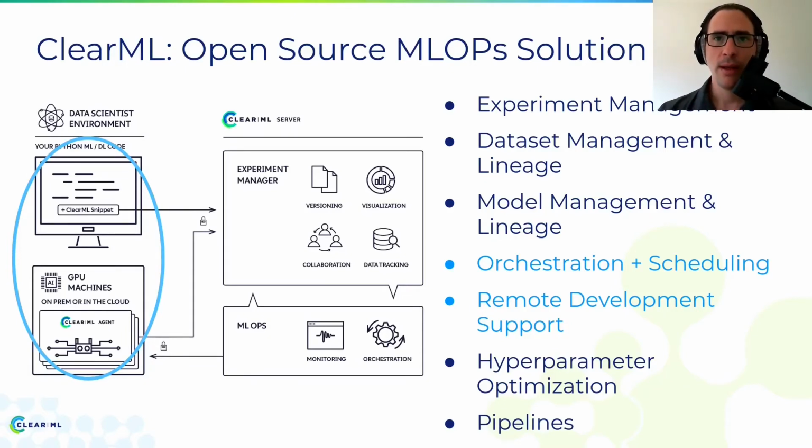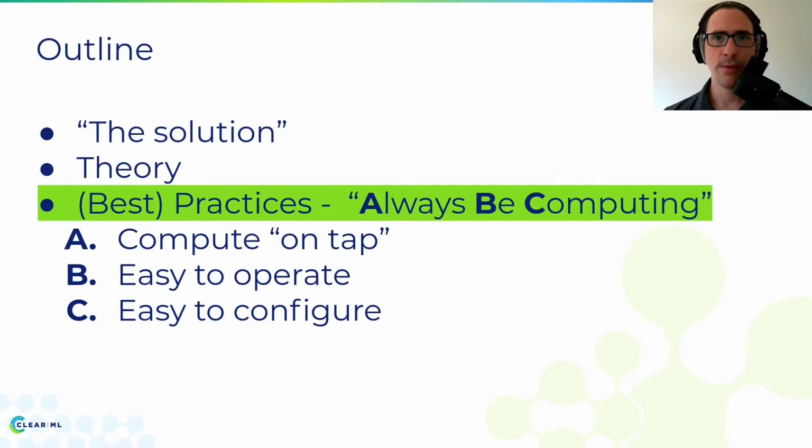Now, concrete best practices, so what I described will make some sense. I call them the ABCs of computing, always be computing. It means computing on tap, minimum waiting, easy to operate. Remember, we need to scale up and down without code changes, and we need actual data scientists to be using this. And also easy to configure because we want to be constantly changing around provisioning.